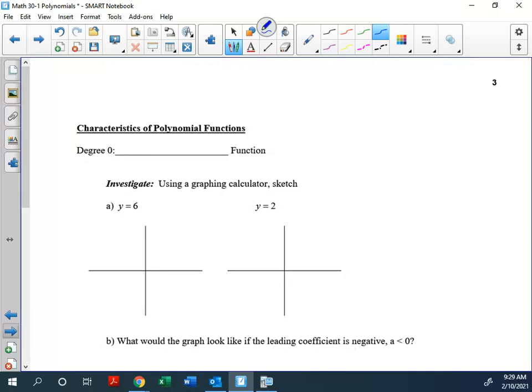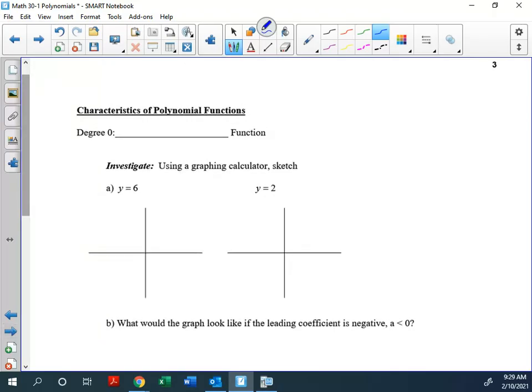All right, so let's take a look at some polynomial functions. So we're going to pull out our graphing calculators. Well, you are. I'm not a big fan of the graphing calculator. But we can sketch these.